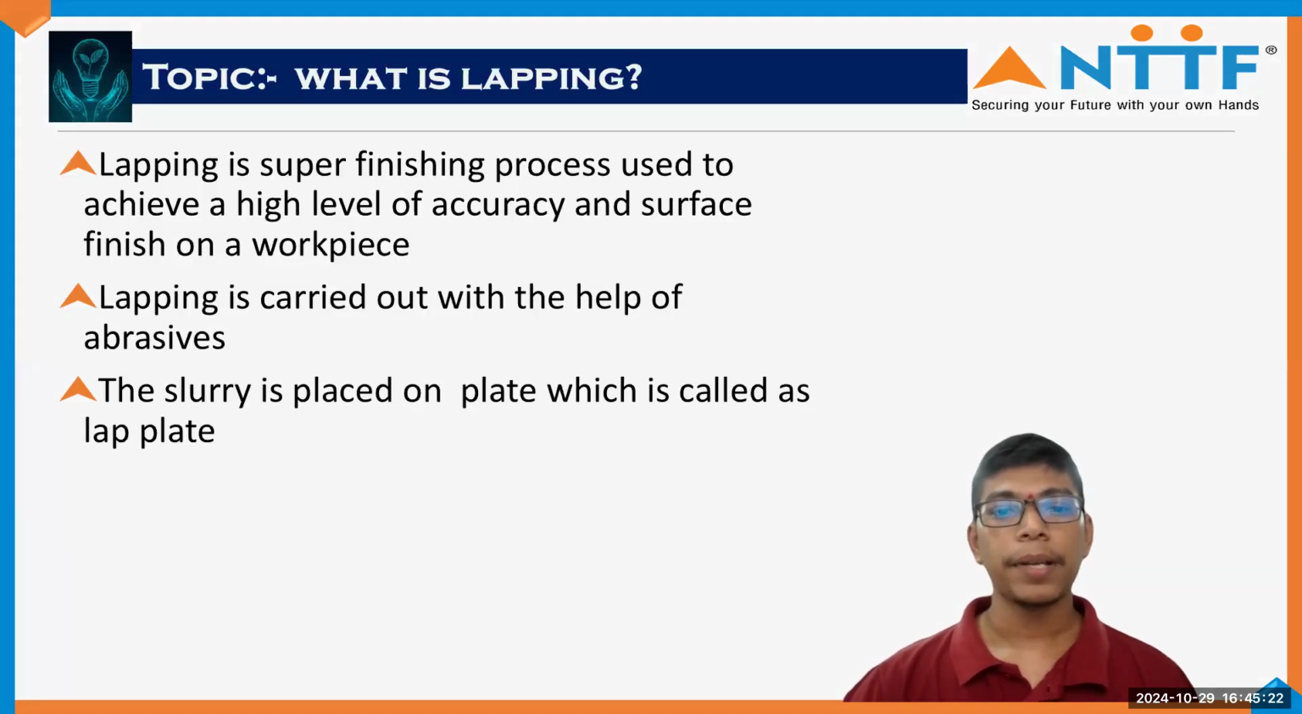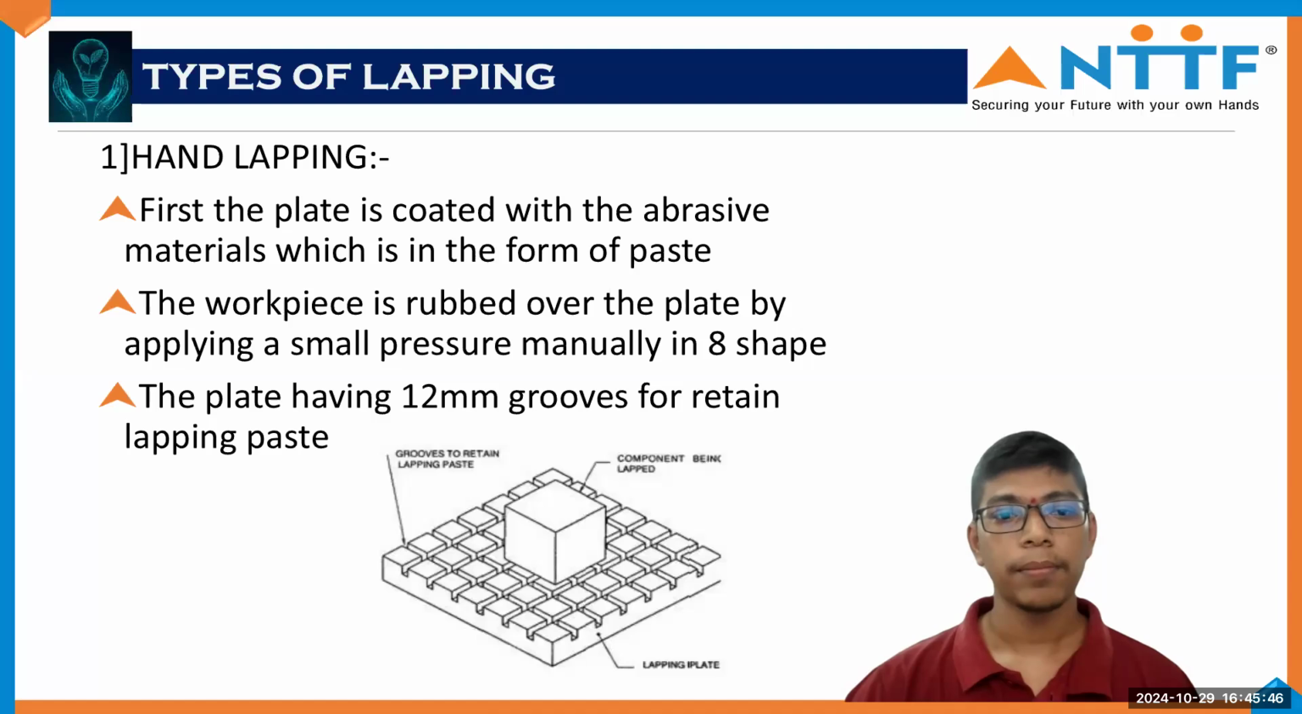What is lapping? Lapping is a super finishing process which is used to achieve a high level of accuracy and surface finish on a workpiece. Lapping is carried out with the help of abrasive. Abrasives are mixed with oil or paraffin. The mixture of abrasive and paraffin is known as an abrasive slurry, which acts as a cutting element. The slurry is placed on a plate, which is called a lapping plate. The lapping plate is made up of close grade cast iron, copper, etc.